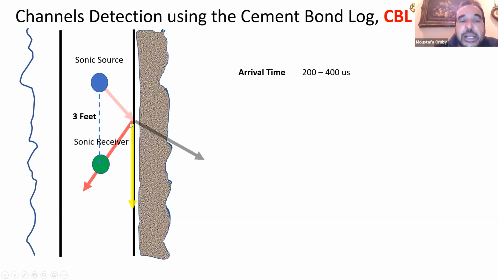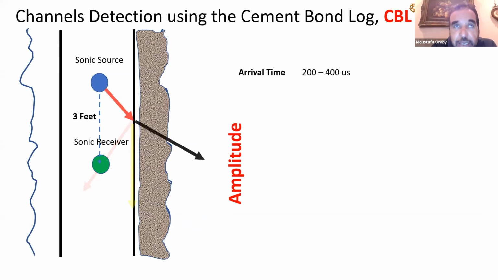Second is, what is the energy of the reflected wave? So we look at two things: the arrival time and the energy of the reflected wave. The energy of the reflected wave is very important as well. In this case, we look at the amplitude. The energy of every wave is measured by its amplitude. The wave has two things: frequency and amplitude. Okay, so the phase and amplitude.